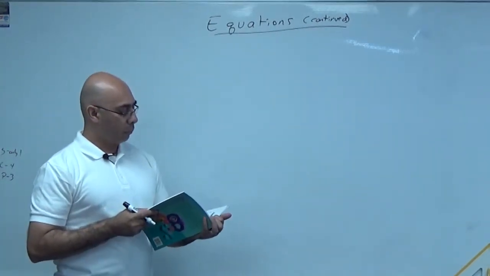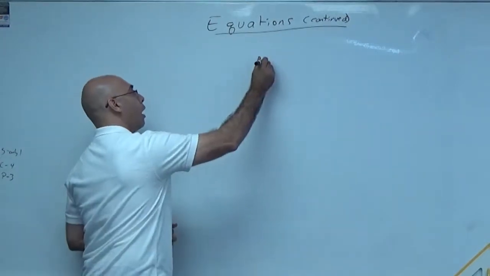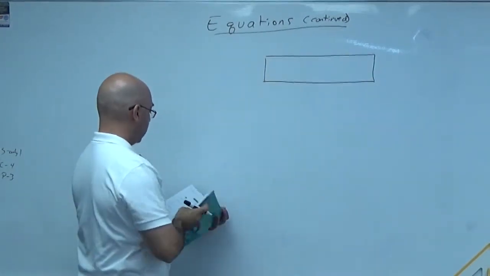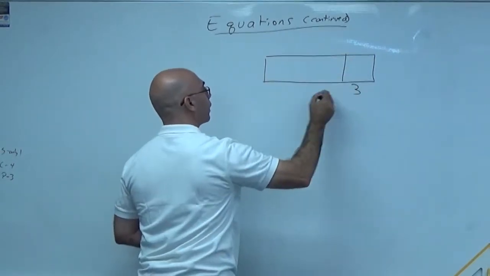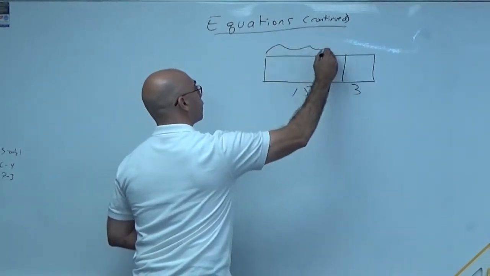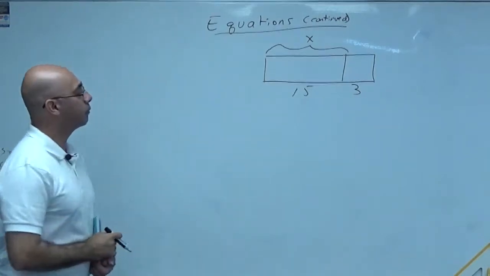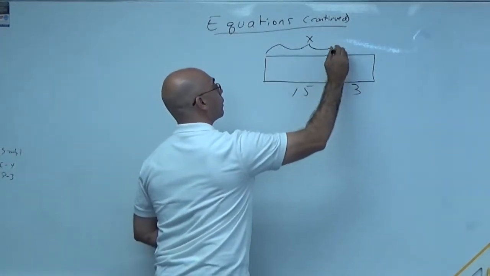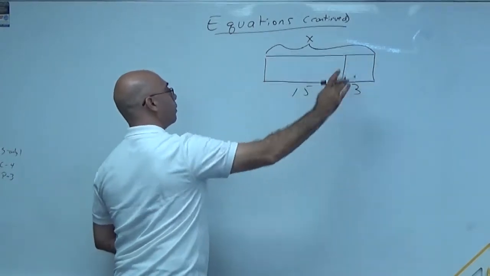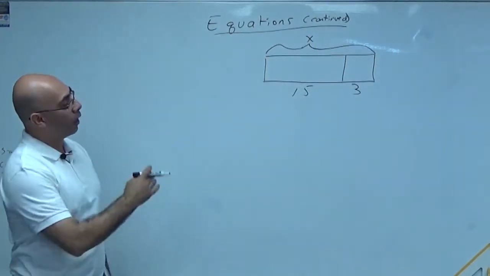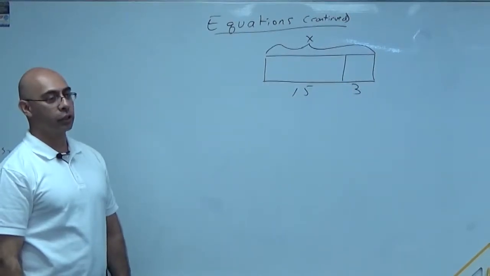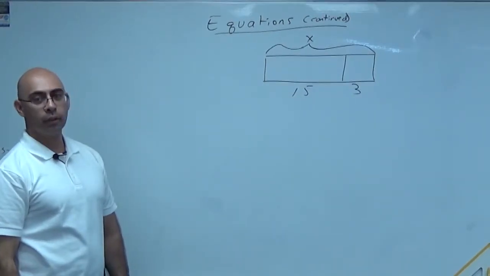I want to look at this problem right here. I want to look at this illustration. That's a 3, that's a 15, and that's an x. Wrong. That is not x. That's x, men. All right, so I want to look at that problem. How would you write this as an equation? There are many ways you can do it. But who can give me a way you can write this as an equation?